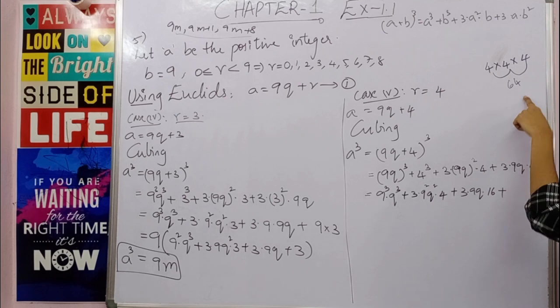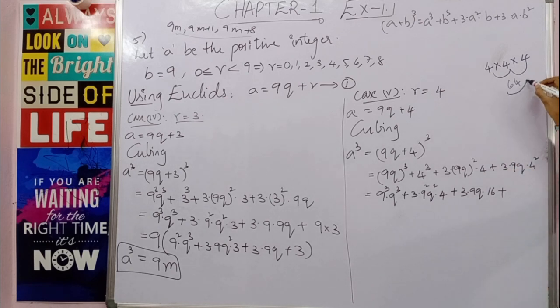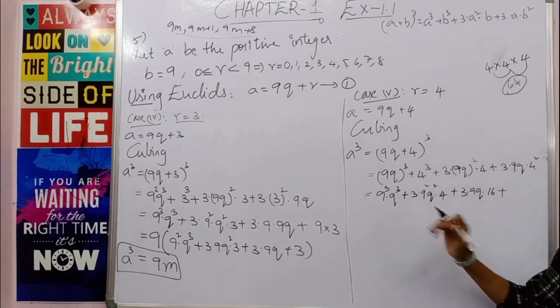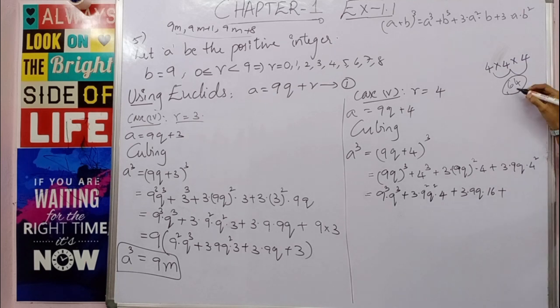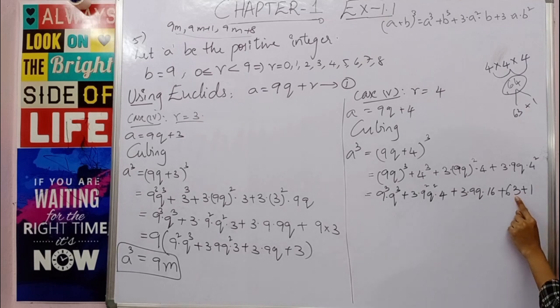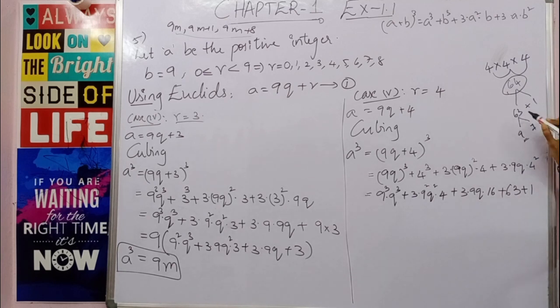Now think, can you split this 64 into anything, in terms of 9? Now how will you split this 64? So 64 you can write as 63 plus 1. Let me write it here, 63 plus 1. I am writing 64 as 63 plus 1. Why? Because this 63 you can write as 9 7s are 63. That means you can take 9 common from this.